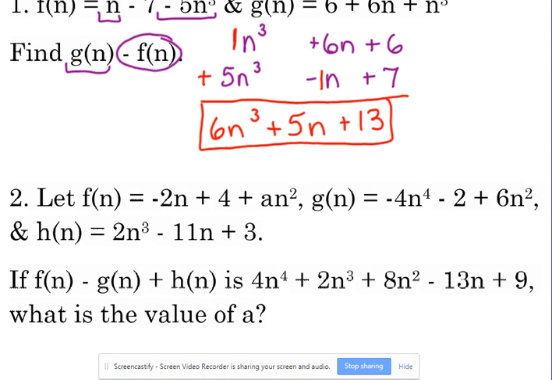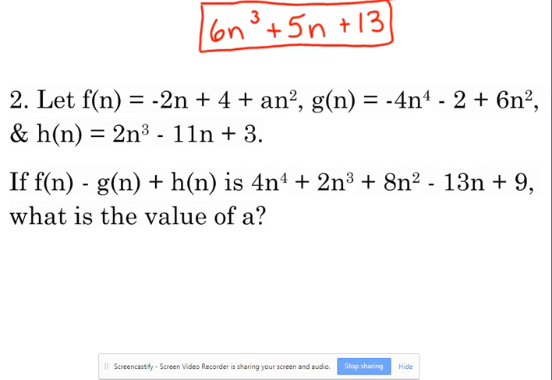All right, let's look at number 2. Number 2's got a whole bunch of stuff right here. So I'm not going to read out these functions, but we've got f, g, and h. We have 3 different functions. And they say if f of n minus g of n plus h of n is 4n to the 4th plus 2n cubed plus 8n squared minus 13n plus 9, what's the value of a?